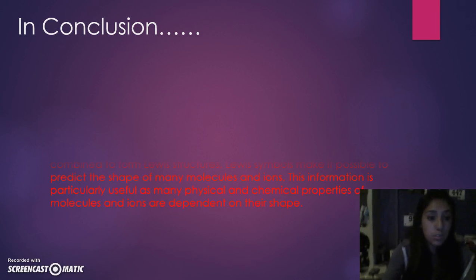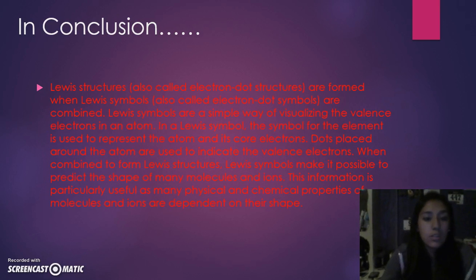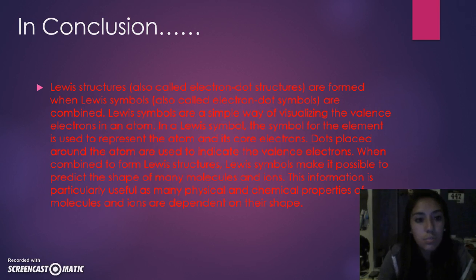Okay, in conclusion, Lewis structures, also called electron dot structures, are formed when Lewis symbols, also called electron dot symbols, are combined. Lewis symbols are a simple way of visualizing the valence electrons in an atom. In a Lewis symbol, the symbol for the element is used to represent the atom and its core electrons. Dots placed around the atom are used to indicate the valence electrons, like the dots placed around the elements that I just demonstrated.